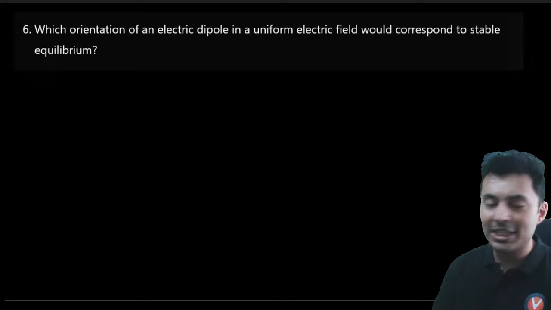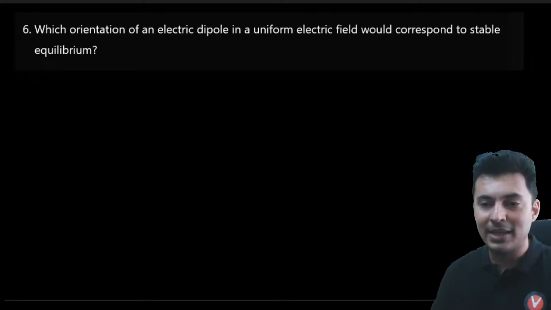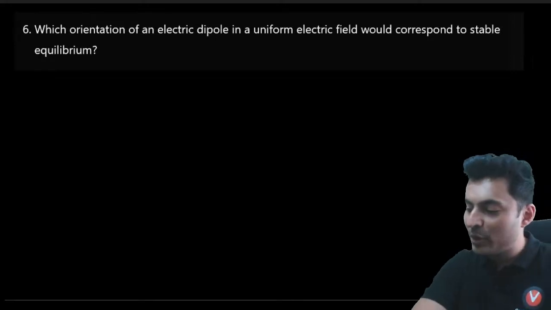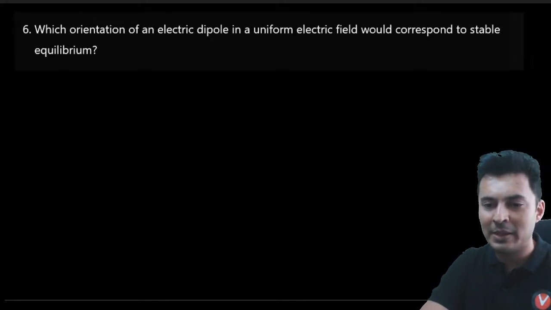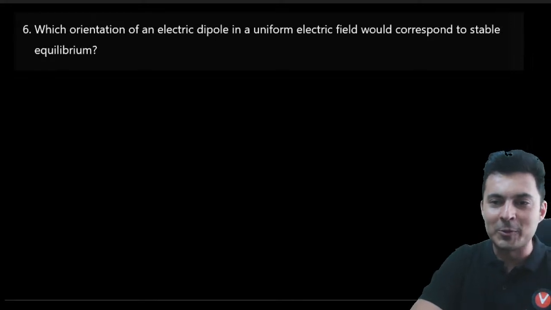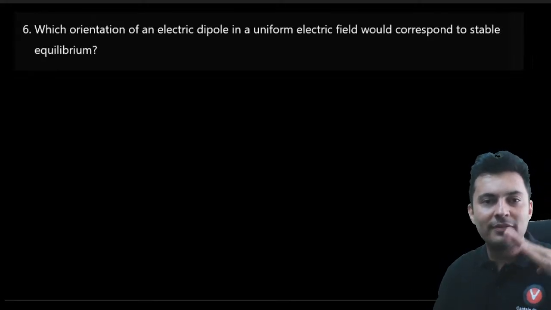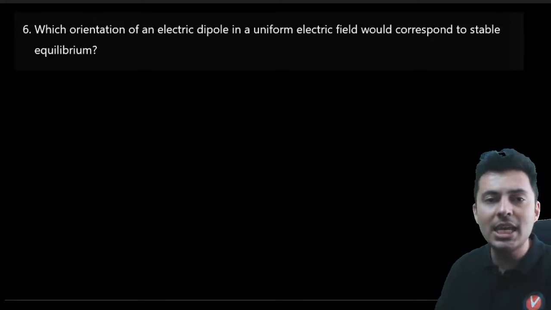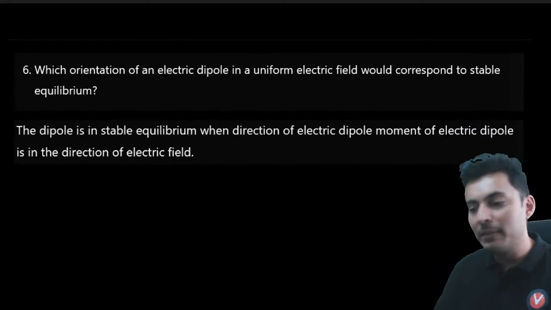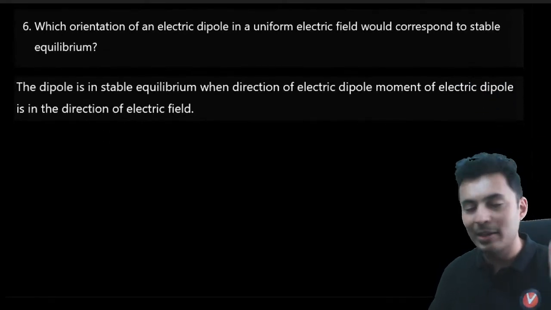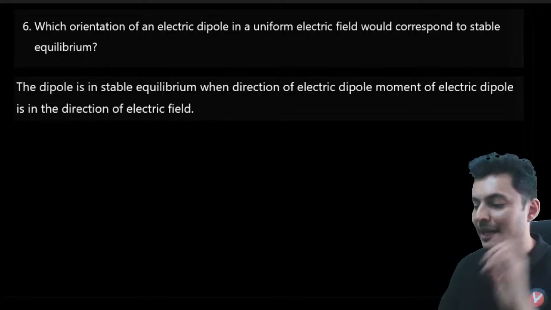Okay. Which orientation? This is a descriptive type. Very good. Which orientation of an electric dipole in a uniform electric field will correspond to stable equilibrium? There are three important orientations, and the most important is the equilibrium orientation. The dipole is in stable equilibrium when the electric dipole moment is in the direction of the field.